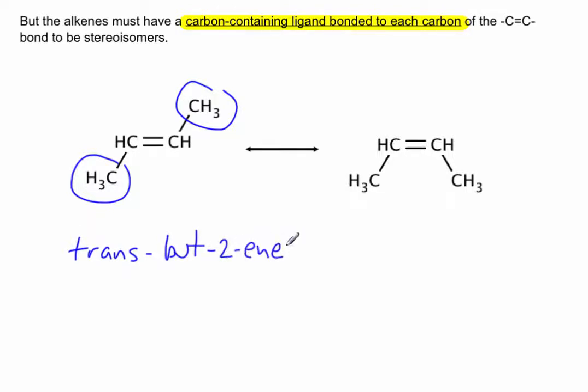And so it's called trans but-2-ene. So trans, I think, comes from the term transverse, which is that these are organized oppositely, on opposite sides of the carbon-carbon double bond. Because there is no free rotation around this double bond, it cannot rotate.